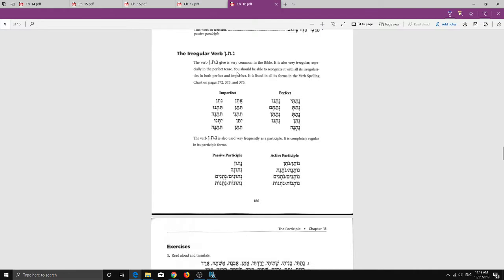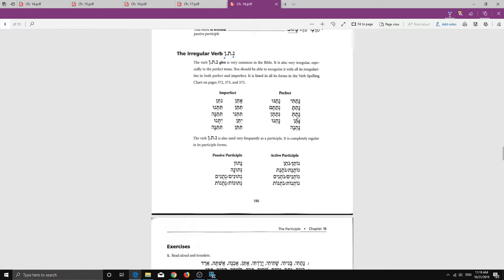Finally, we'll talk about our verb natan. If you remember, nun is one of our weak letters, and there are two nuns here, which means that this is actually a doubly weak verb, natan. So in the perfect tense, this final nun drops out, becomes this dagesh right here in this tav, and we get natati. Instead of natanti, we have natati.